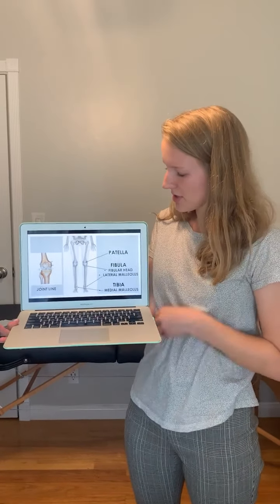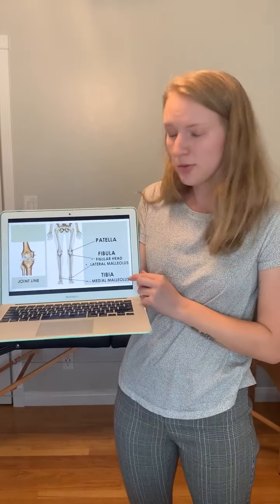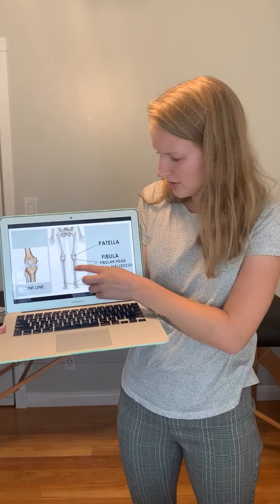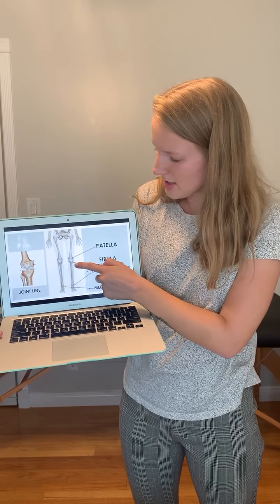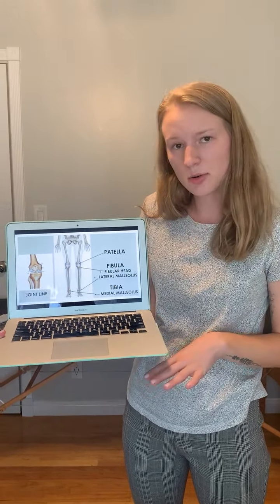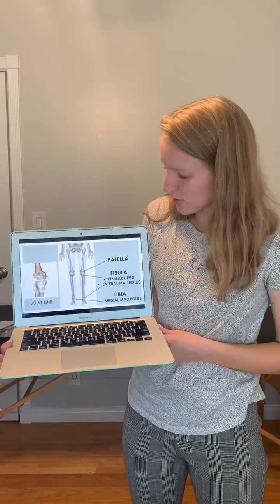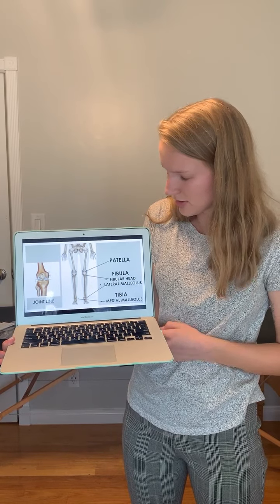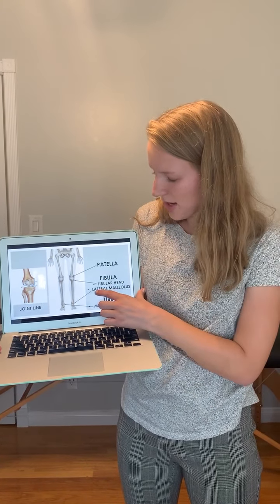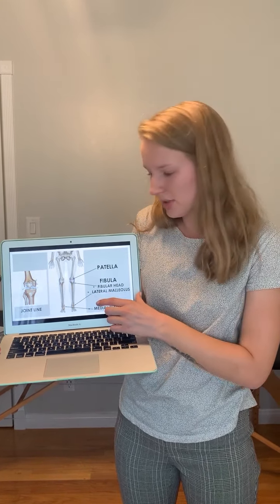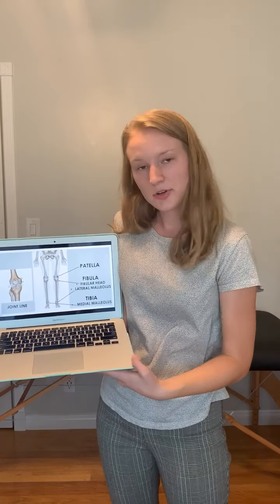Some other more distinctive landmarks on the lower extremity would be the fibula, and this is the outermost smaller lower leg bone, and we have the fibular head, which is towards the top of it, towards the knee, and the lateral malleolus, which is the bottom of the fibula, that makes your ankle bone.